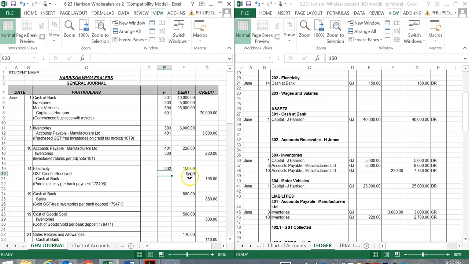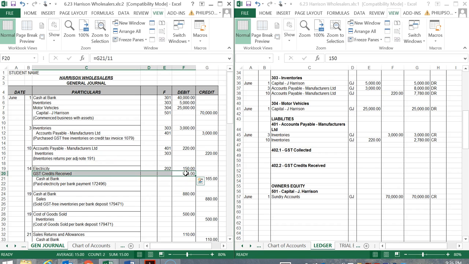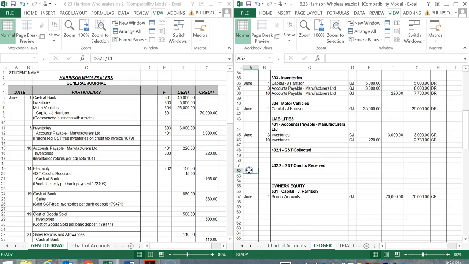Okie doke. So GST, first time we've posted anything with GST to the ledger. But it's no different. We've set up our ledger. We come down to our GST, our journaling. Our journal entry tells us to post $15 debit to our GST credits received account. So we come down here, June the 14th. Journal entry says $15 debit to this account. So our balance is $15 debit.